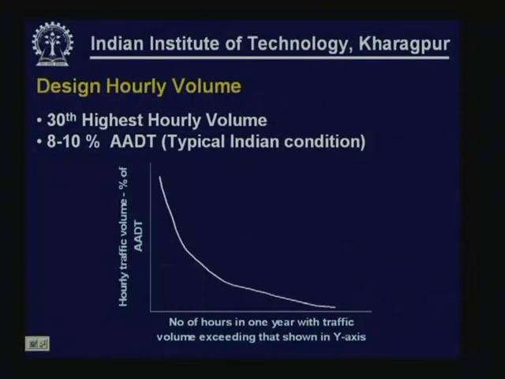So far, we have discussed the estimation of daily traffic, but what is required is, from the daily traffic or the AADT, we must be able to estimate the design hourly volume. Let us look at the graph. Here the x-axis shows the number of hours in one year with traffic volume exceeding that shown in the y-axis. Y shows hourly traffic volume as a percentage of AADT.